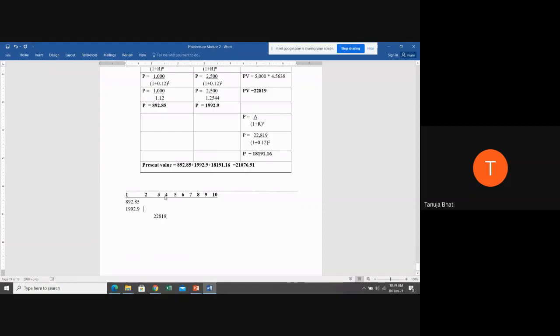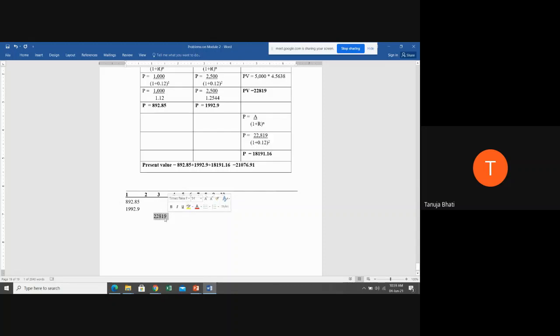Now, students, pay attention. The first 1,000 rupees we got the value as on today as 892.85. For the next, we got the value at the end of second year, we brought it, then we got the value of 1992.9. Now for 3 to 10 we got the present value as on the third year as 22,819.